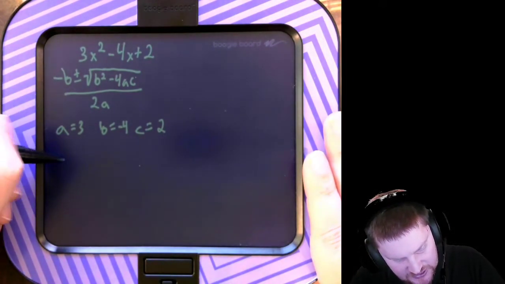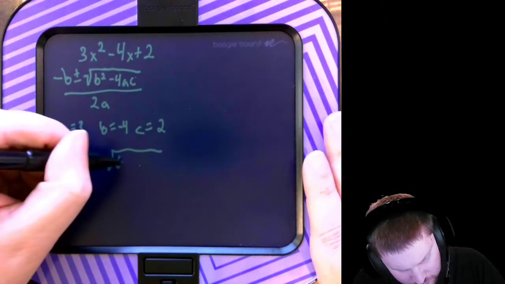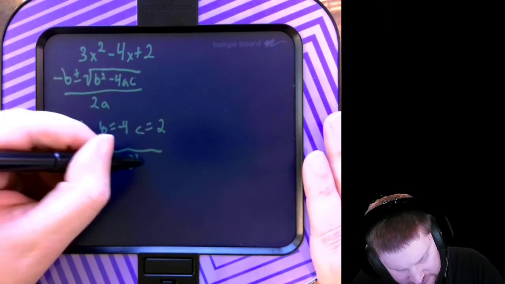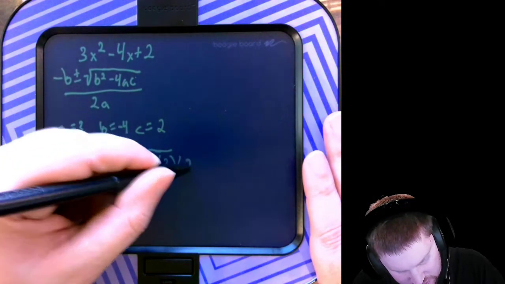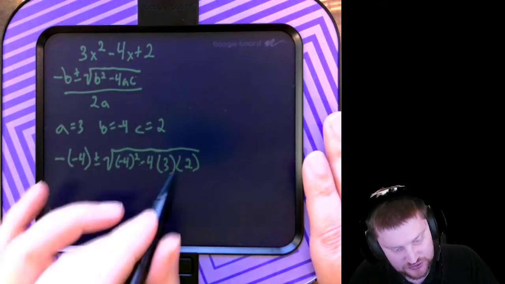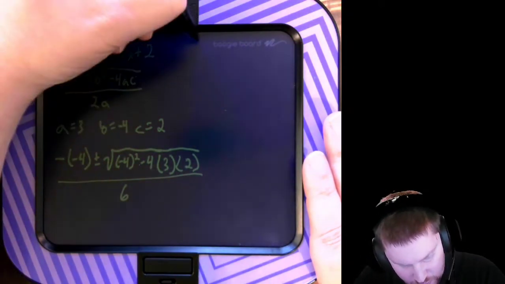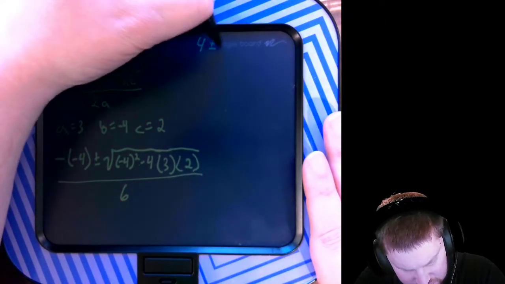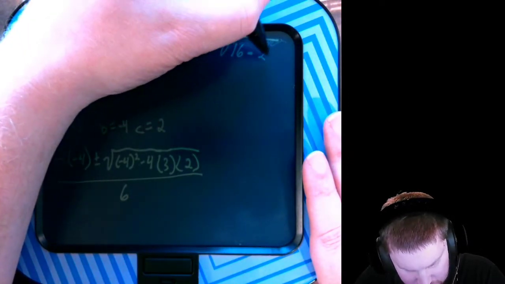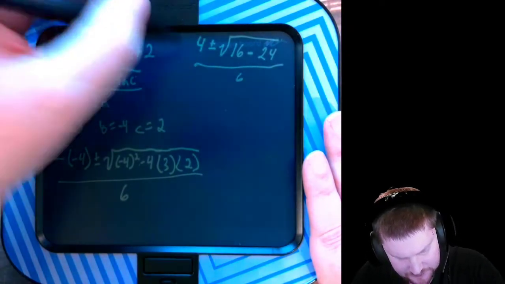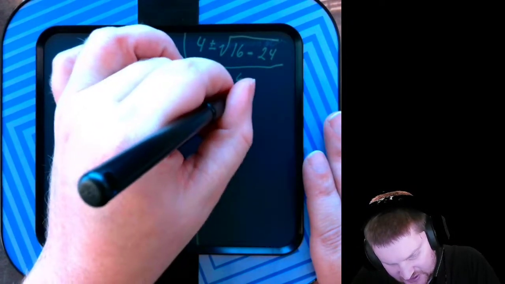So negative b becomes negative negative 4 plus or minus the square root of b, which is negative 4 squared, minus 4 times a, which is 3, times c, which is 2, all over 2 times 3, which is 6. So we have 4 plus or minus the square root of 16 minus 24, over 6. 16 minus 24 is negative 8.